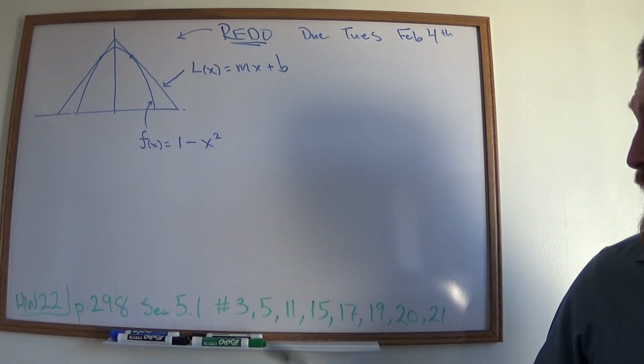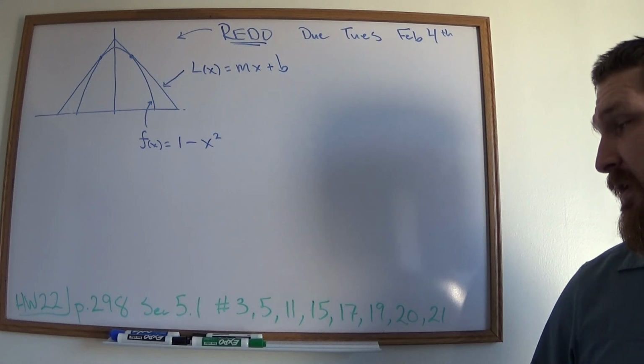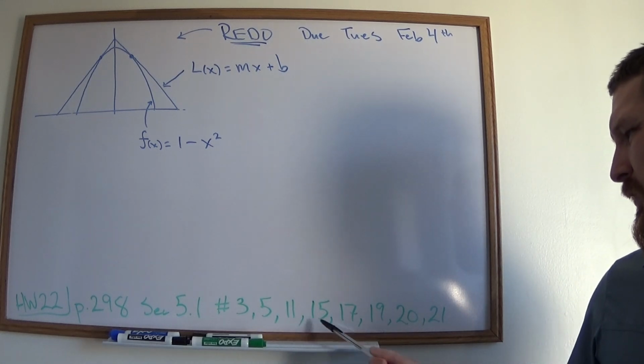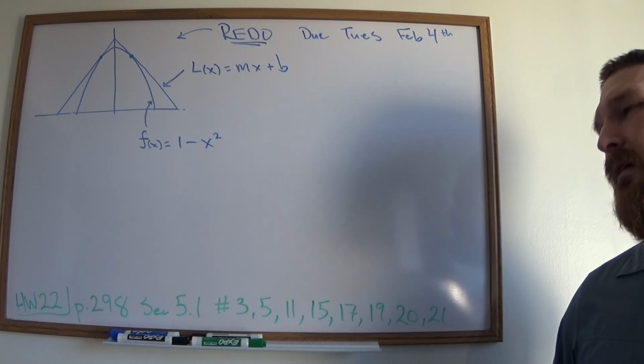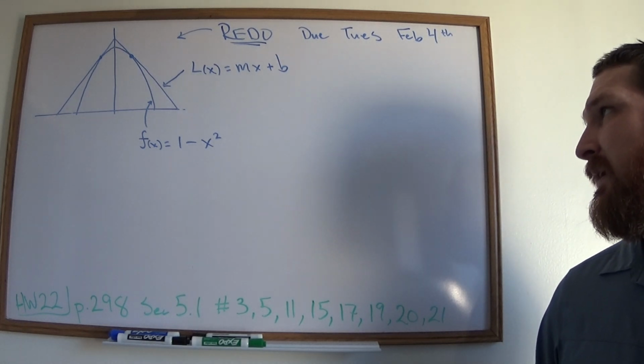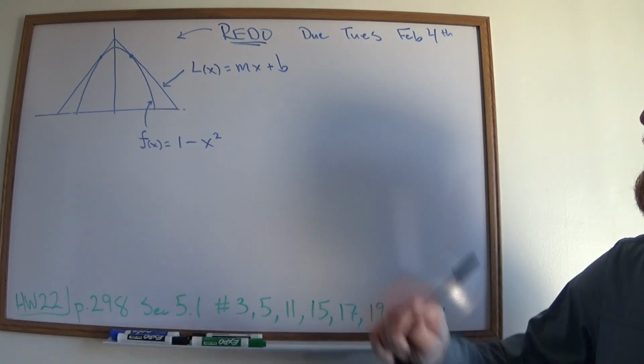Homework 22, page 298, section 5.1. Yes, we're going into chapter 5. And it's only, what, 8 problems? One of them is an even problem. And these are difficult. 20 and 21 are pretty difficult. But hopefully I will give you enough today that it won't be difficult. It could be difficult. So, okay.